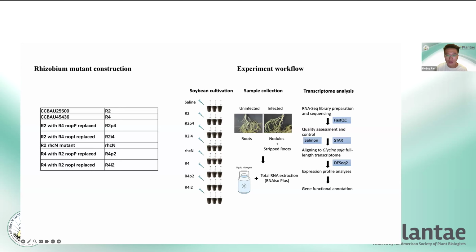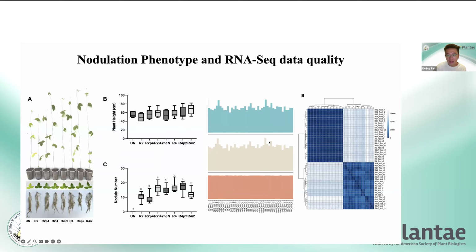We used these strains to inoculate the wild soybean W5. 28 days post-inoculation, we harvested the root and nodules, extracted their RNA and sent it for RNA sequencing. After the sequencing, we think our data is pretty good, so we went back to check the phenotype changes.